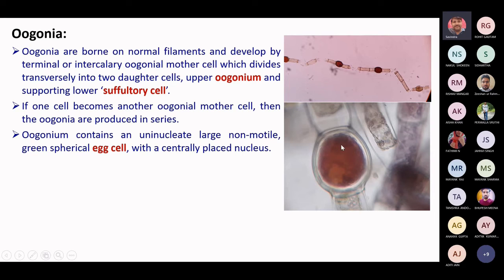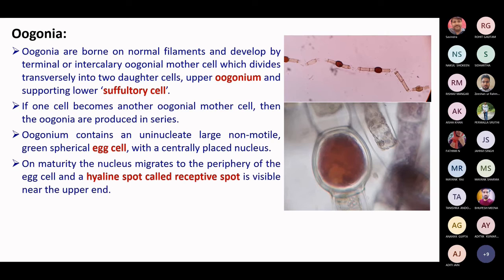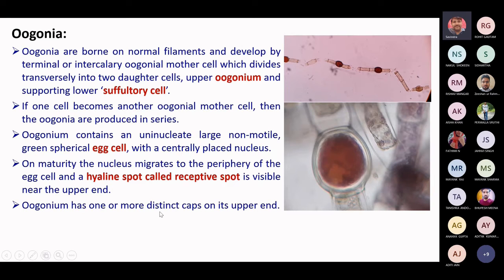But we cannot differentiate whether it's a zygote or an unfertilized egg cell. Like in the zoospore, in this egg cell one part will become the hyaline or receptive spot. I will show you in the coming diagram. It's not visible over here, and that is the site from where the male sperm or gamete will enter inside the cell. And oogonium has one or more distinct caps on its upper end.